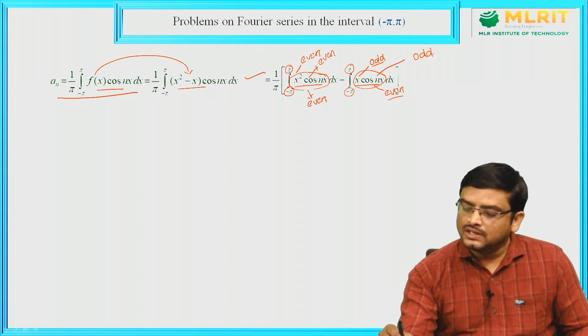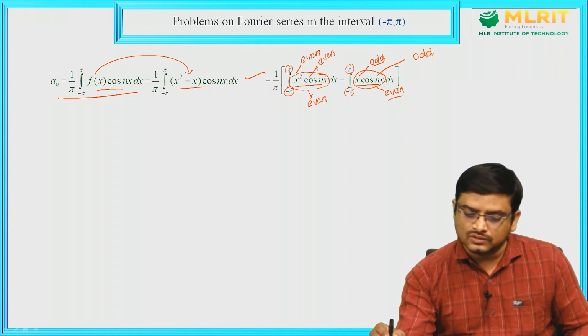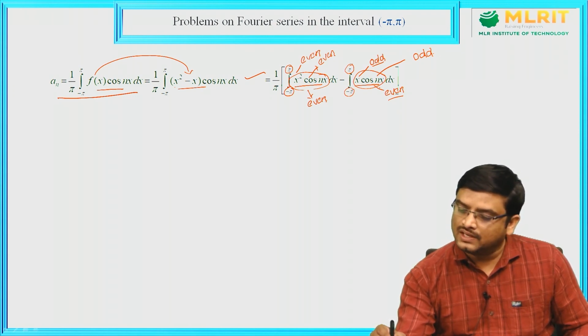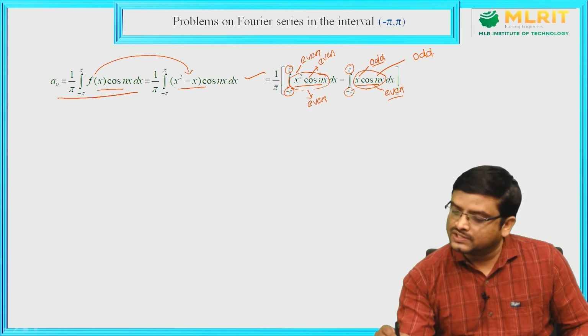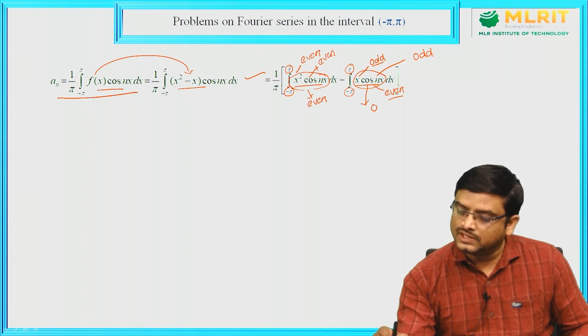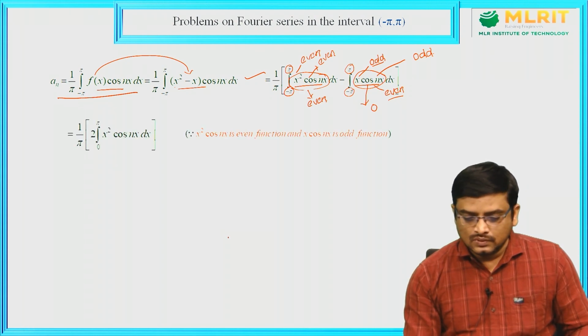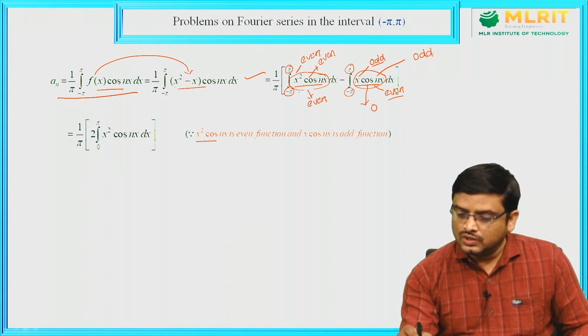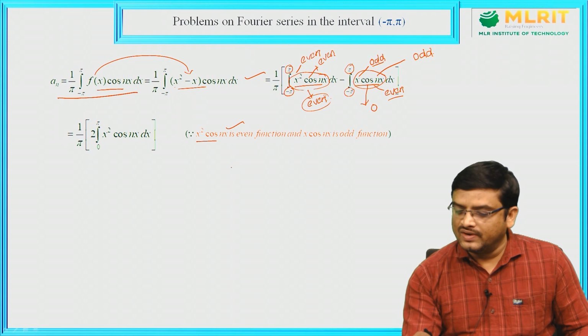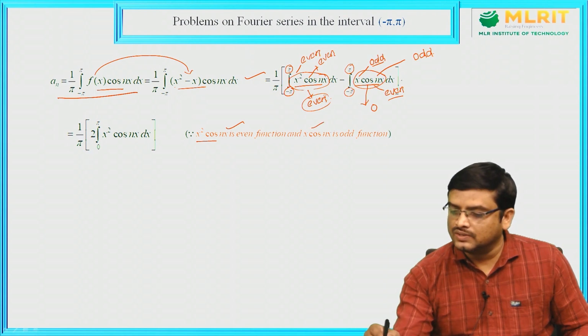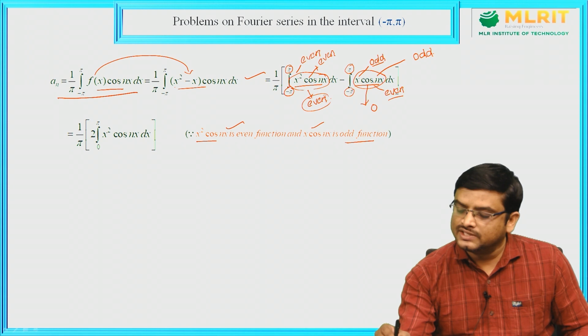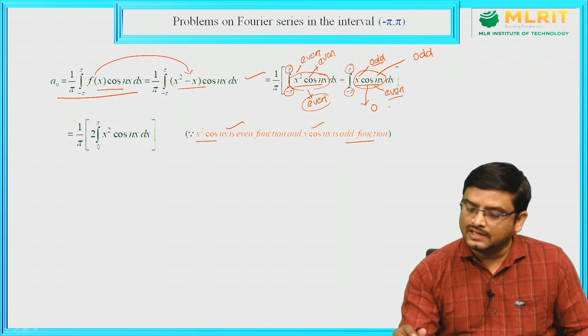Now inside the integral we have an odd function. Just now, while finding the a0 value, we saw that whenever we have an odd function inside the integral whose limits are minus pi to pi, we can consider the integral value to be 0 directly. That is the advantage of that standard formula. So here x squared into cos nx is an even function, and x into cos nx is an odd function. Since this is an odd function, this integral value can be written as 0. So I have neglected the second integral since it is 0.